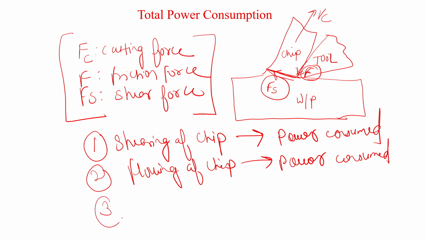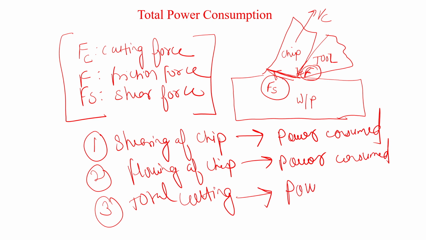And one is the total cutting, because ultimately the tool is cutting the workpiece, and because of the cutting, power will be consumed. So our main aim is to find this power and minimize it, because if the power is minimum, then less force would be required and our energy will be saved. So our main aim is to determine the total power consumed and minimize it for better machining.